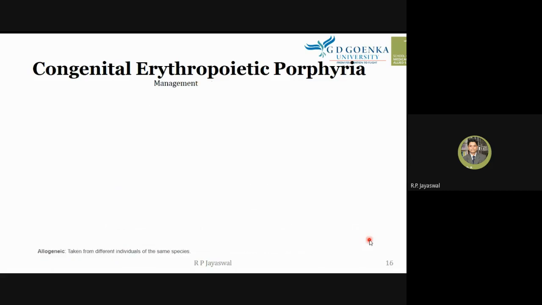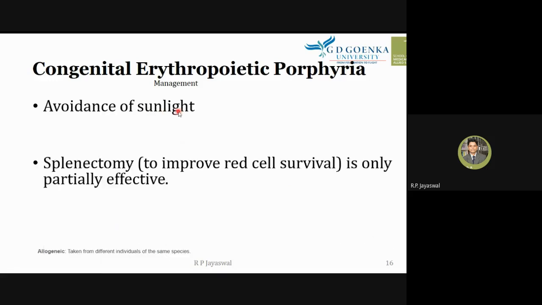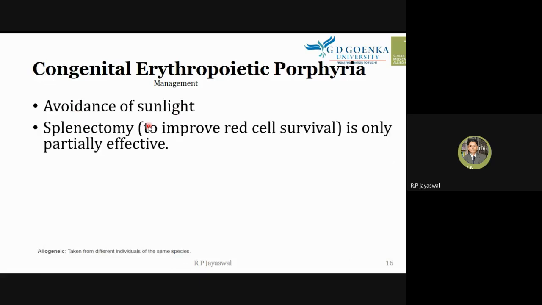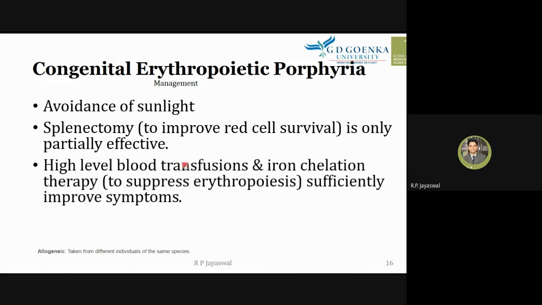Okay, and how can we manage this congenital erythropoietic porphyria? So here we can say that the patient should avoid sunlight, and splenectomy can be done, which helps to improve red cell survival. And splenectomy is only partially effective, not completely effective. Then high level blood transfusion and iron chelation therapy can be done, which can suppress erythropoiesis and can subsequently improve the symptoms.